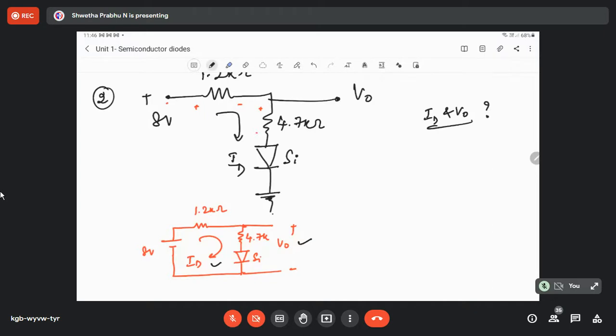Okay. Now, in order to find ID, we shall start from here. What is the drop across here? Are you able to see? This is plus and this is minus. What is the drop over here? Can you tell me what is the drop over here? 8. No, here this is plus 8. Okay. Can you tell me the drop over here?